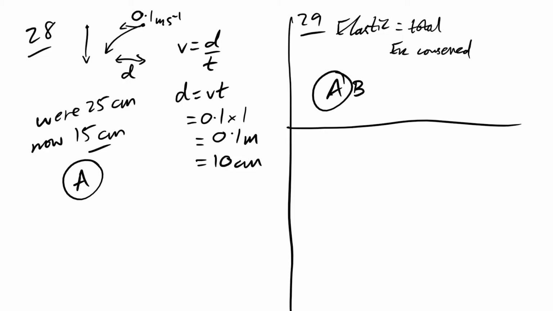So we have 2 wires. Which statement is incorrect? So A, for a given extension, more energy is stored in X than Y. That is true because it has a greater area under the graph, so therefore it can't be that. B, the Young modulus of Y is greater than X. No, that has to be false, doesn't it? Because it has a lower gradient, so it has to be B. And C, they obey Hooke's law. Yes, that's true, because they haven't gone past the elastic limit. And X has a greater breaking stress. Yes, because it's just higher, isn't it? Higher force at the end.